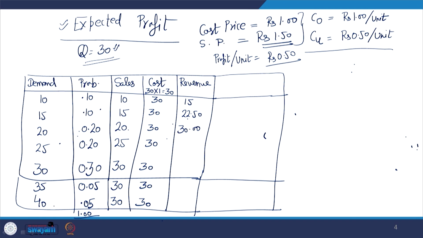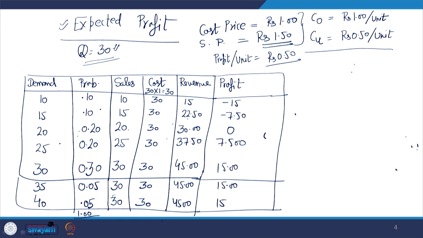25 you are able to sell and 1.5 is the price. So, 37.5, then 30 you are selling. So, your revenue is 45 rupees, again 45 rupees. So, now your profit is revenue minus cost. So, in the first case it is minus 15, minus 7.50, then it is 0, then it is 7.50, then it is 15, then it is 15, then it is 15.